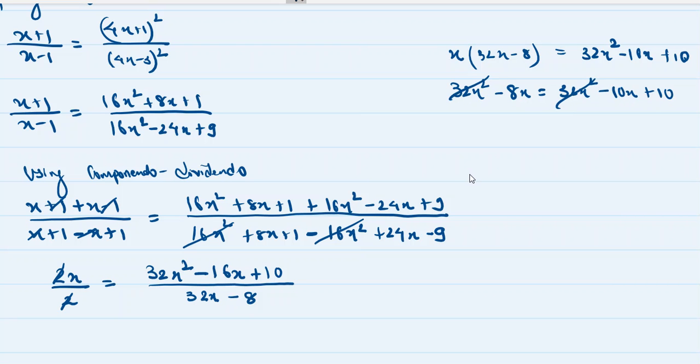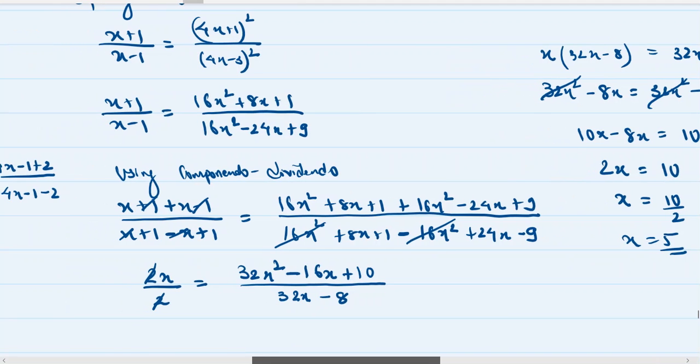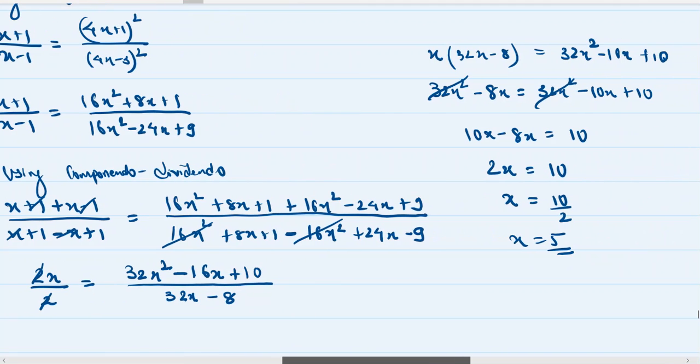32x square will get cut from both the sides. 10x will shift here. 10x minus 8x is equal to 10. 2x is equal to 10. X is equal to 10 by 2. X is equal to 5. Please can you check it? Please check the answer. Sir, it's 5 by 4. Can you find my mistake?